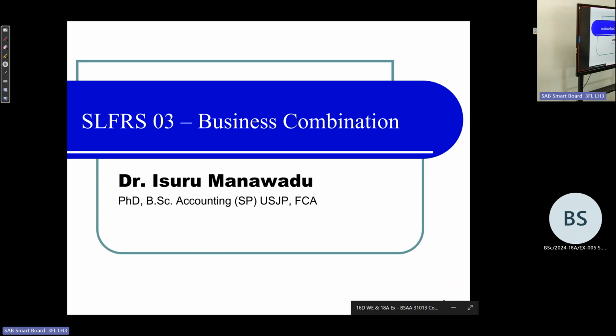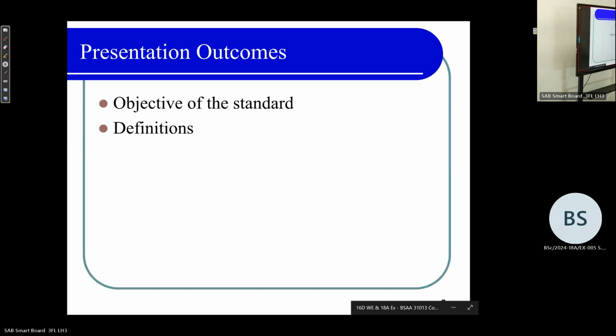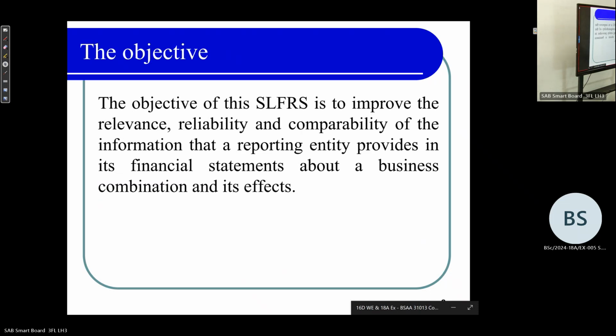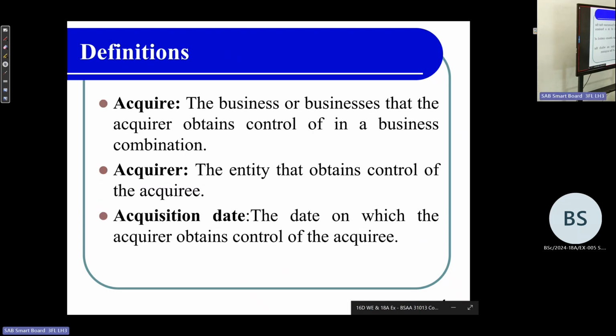We'll start business combination, SLFRS 3. We started it in last week's session. Let me complete SLFRS 3 today. Definitions.